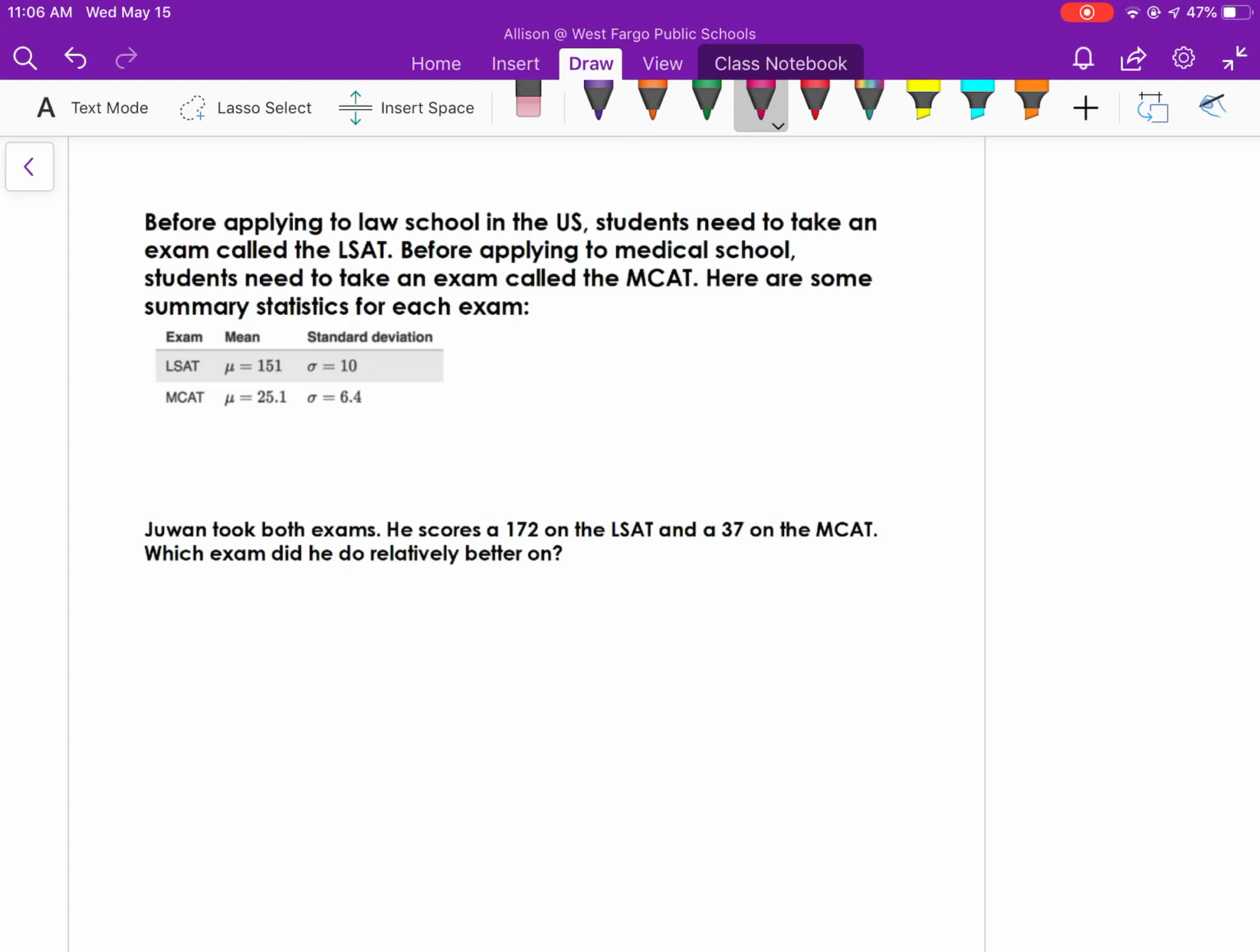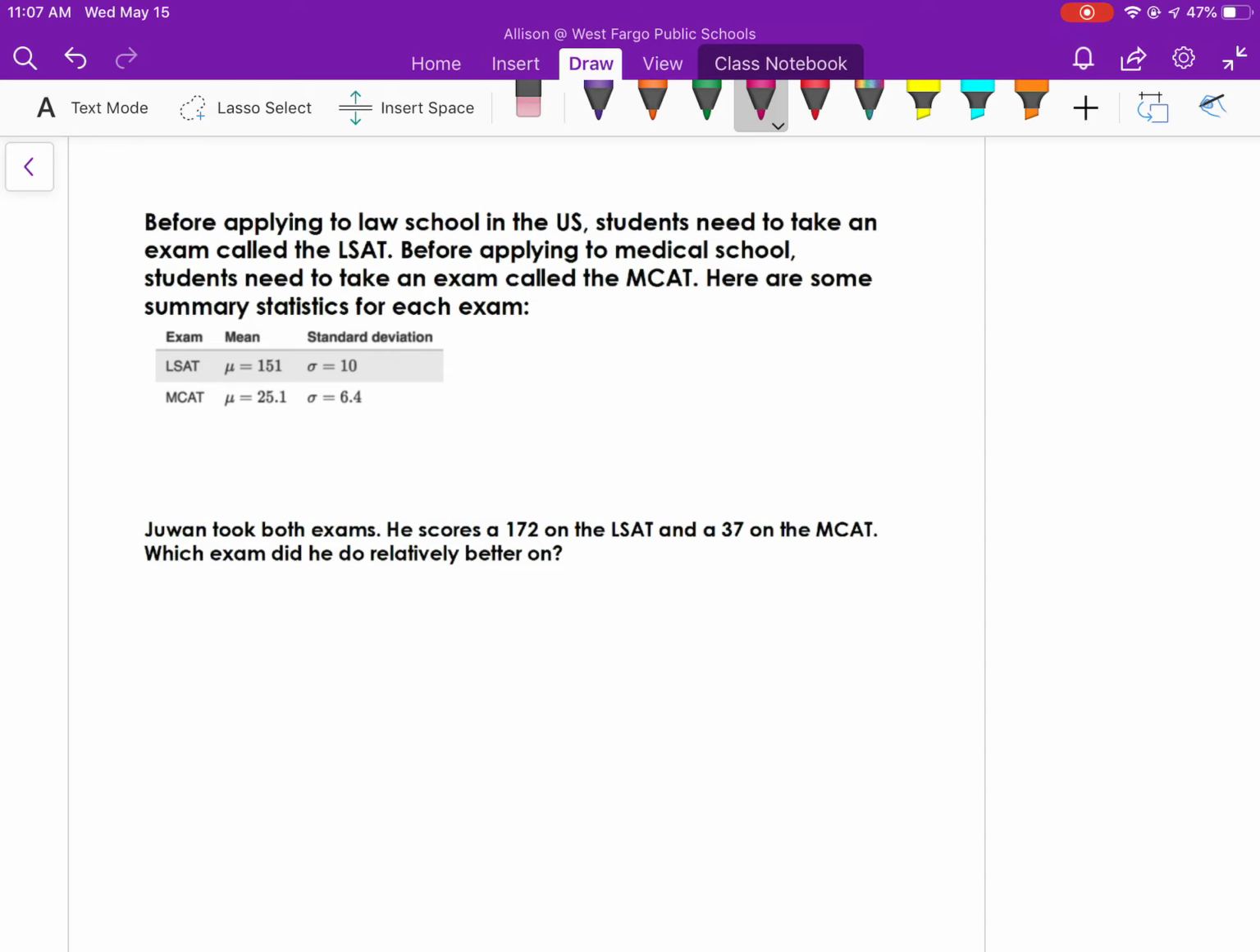The LSAT has an average of 151 and a standard deviation of 10, whereas the MCAT has an average of 25.1 and a standard deviation of 6.4. So Juan took both of these exams. He scored a 172 on the LSAT and a 37 on the MCAT. Which exam did he do relatively better on?